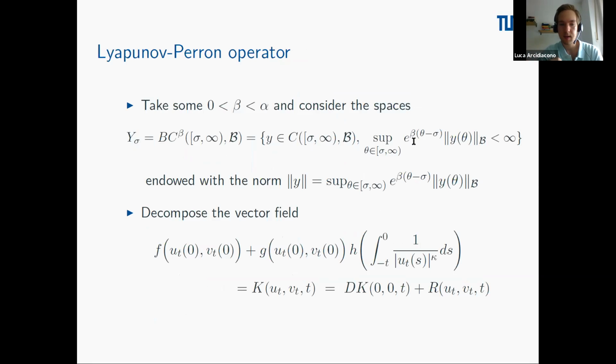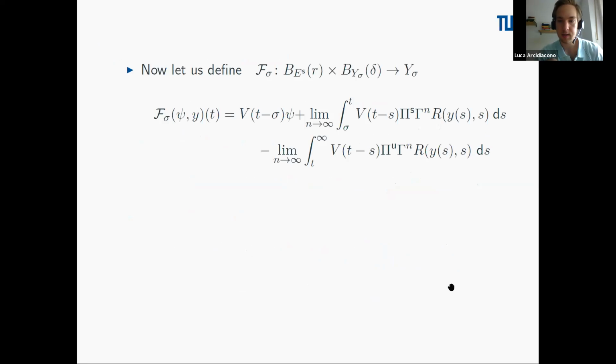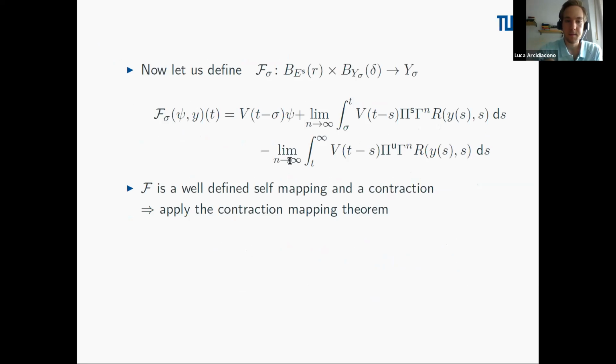sigma. And as I have mentioned before, our vector field can be decomposed into a linear part plus some nonlinear rest term, which vanishes at 0, and also the derivative of r vanishes at 0. And using this rest, we can then define the Lyapunov-Perron operator in the classical sense, again, including the limit of the gamma in appropriate ways.